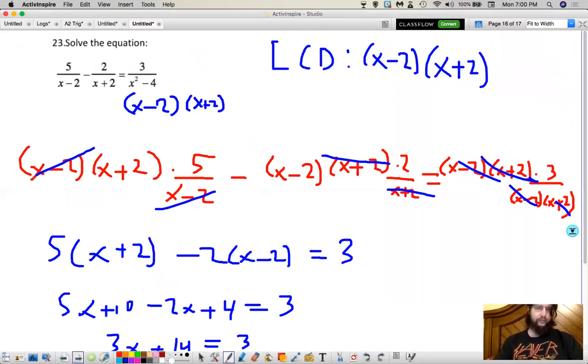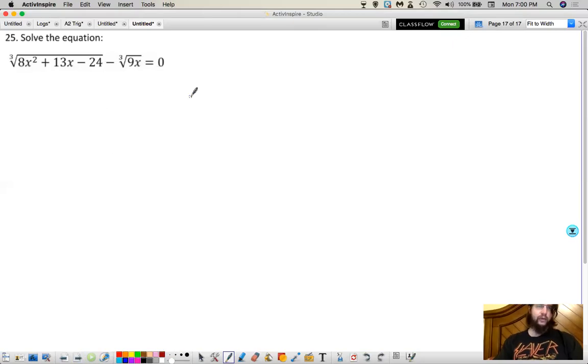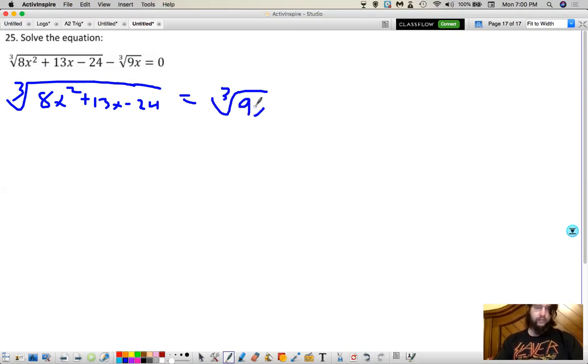Last one. Another radical equation. Notice they're both cube roots. So let's get one on one side and the other on the other side. And then we can just cube both sides. All right. Cube both sides and, well, they just skedaddle.